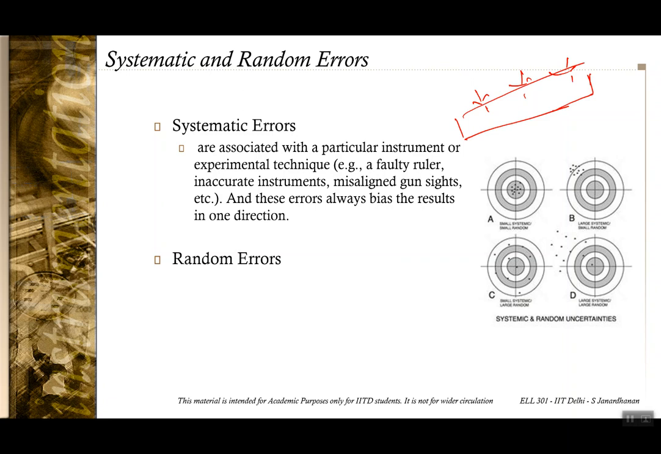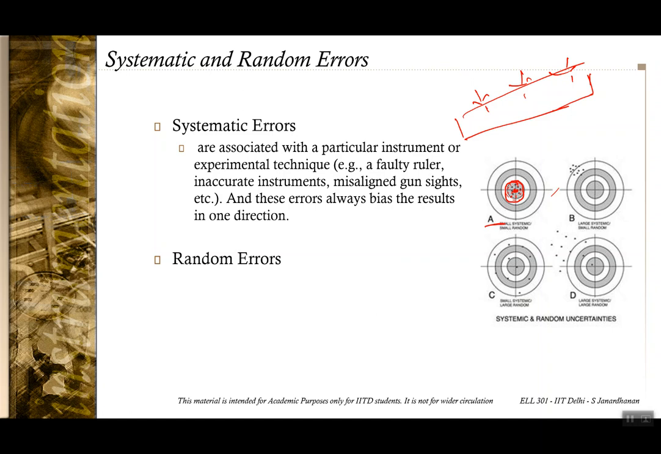Okay, and these errors will cause a certain bias in the results, and this bias typically turns out to be in one particular direction. Now if you see the diagram here, figure A is a system where lots of shots are made at a target, and all of them are around the bullseye, distributed very close to it. So there is no systematic error in this case, neither is there random error.